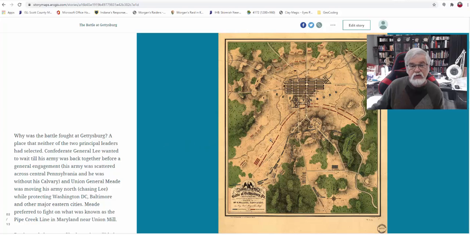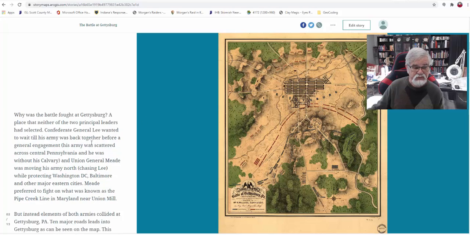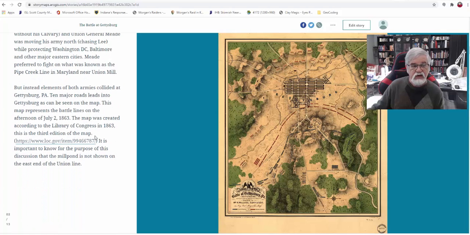Now Meade, who is the Union general, had the role that he also had to be protecting Washington, D.C., Baltimore, Maryland, and other East Coast cities. So he had to make sure he was in a protective position, not just chasing the Confederate Army in Pennsylvania. And we're not going to read the words verbatim, but this map is at the Library of Congress, and we've given you the URL to this map.